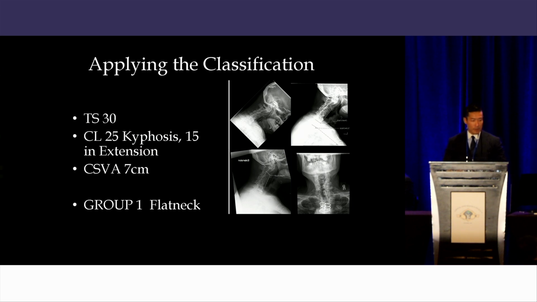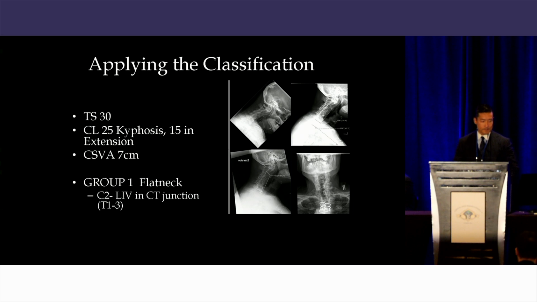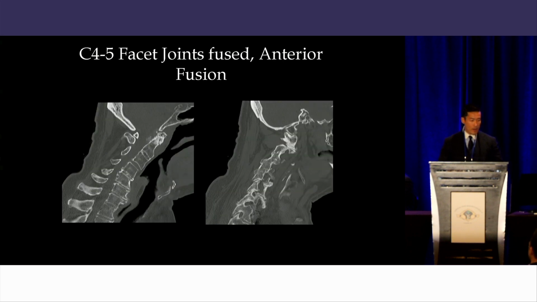Here, if we apply the classification, T1 slope is 30, cervical lordosis is actually kyphotic at 25, and only goes down to about 15 degrees of kyphosis in extension. His C2-7 SVA is elevated, so we would say that in this particular patient, where the T1 slope is relatively normal, this would be a group 1 patient characterized as a flat neck. So because of that, the level selection for this patient is an operation that extends from C2 down to LIV that extends into the cervical thoracic junction. So that's exactly what we did for this patient.